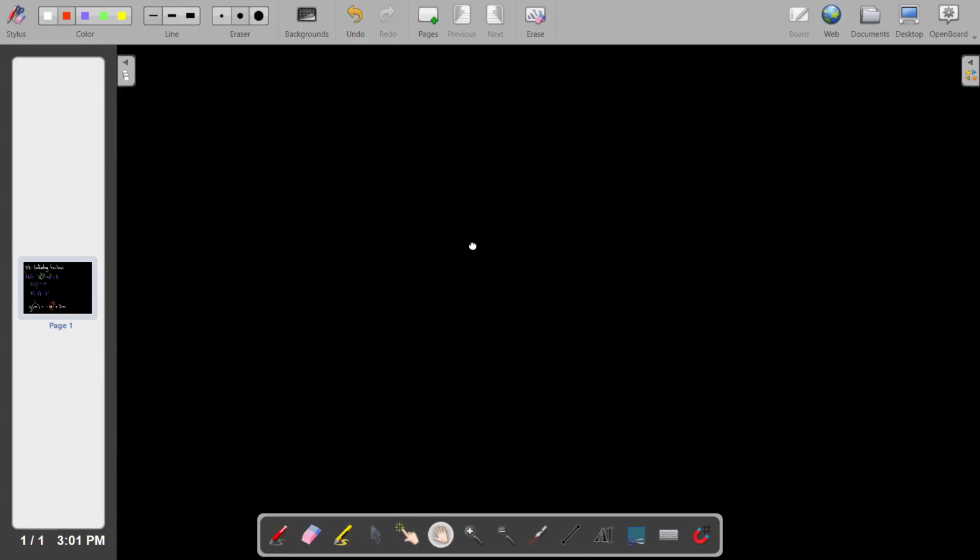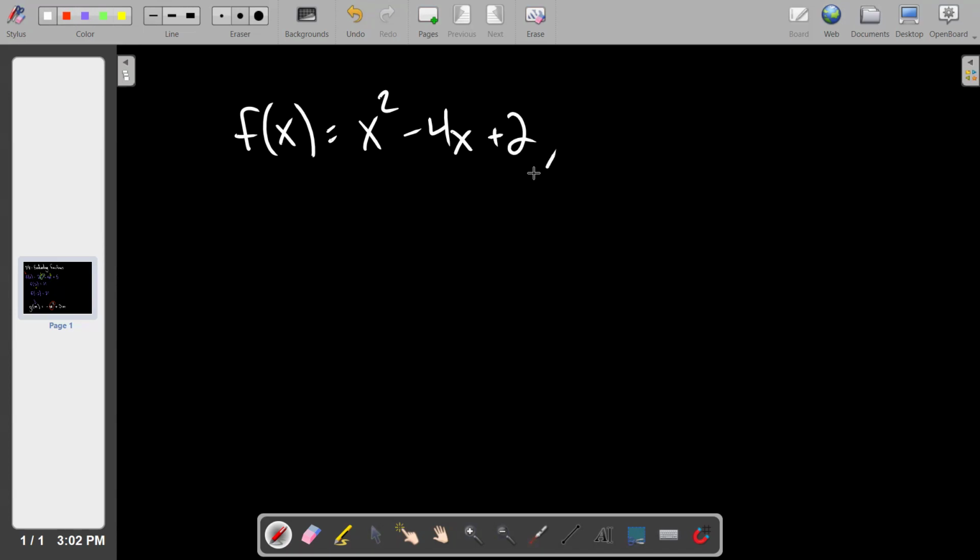I'll tell you a little background on this. Eventually, I'm going to give you two functions. Don't write this down. I'm going to give you two functions like f of x equals x squared minus 4x plus 2, and another function named g of x equals, I don't know, negative 2x squared minus 3x plus 1 or some nonsense like this. And I'm going to ask you if the functions are inverses of each other.